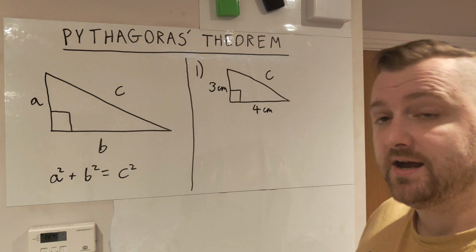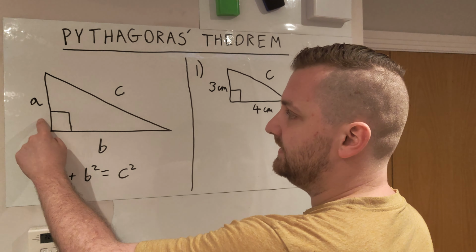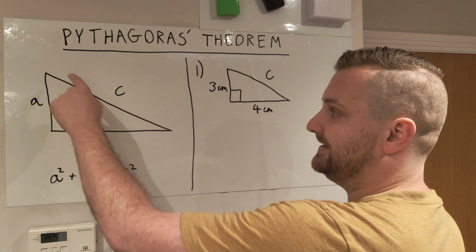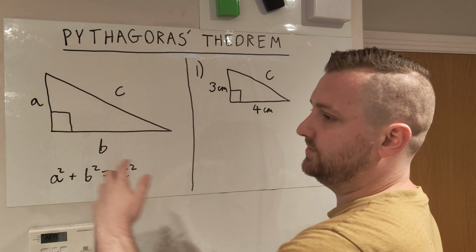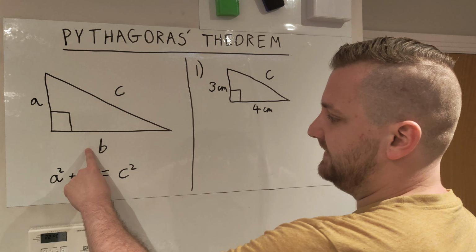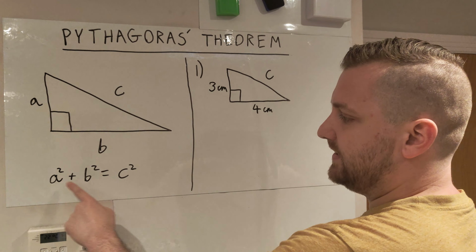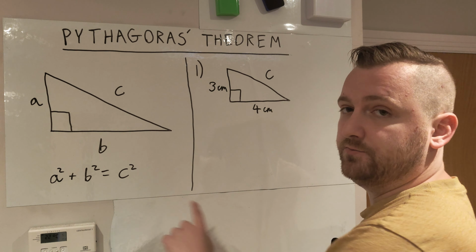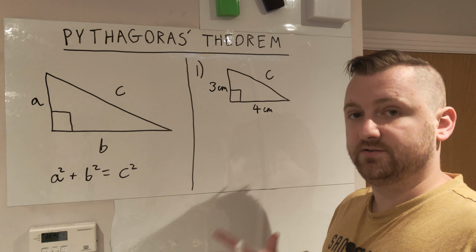So if you have a right angled triangle, you have two sides which are A and B, and then you have the longest side C, which is the hypotenuse, and it's always opposite the right angle in the right angled triangle. So if you take A and square it and B and square it, that is equal to c squared. So we've got a squared plus b squared is equal to c squared. So that is essentially Pythagoras' theorem.